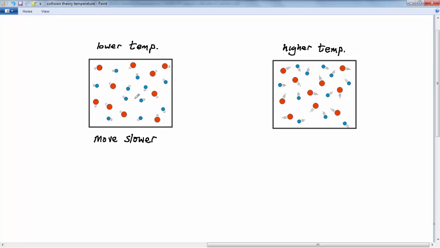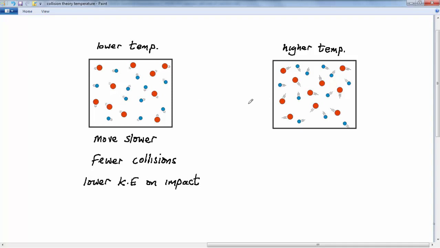And you remember that the average kinetic energy of particles is directly proportional to the temperature. So if we've got a lower temperature, then the average kinetic energy of these particles would be lower, so they're moving slower. That means that they collide with each other less frequently, so there are going to be fewer collisions. And when they do collide, the collisions on impact will have lower kinetic energy.